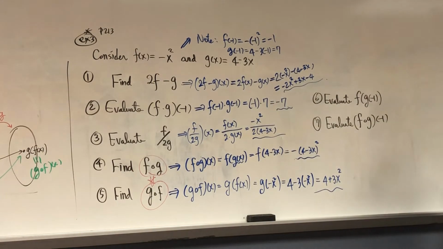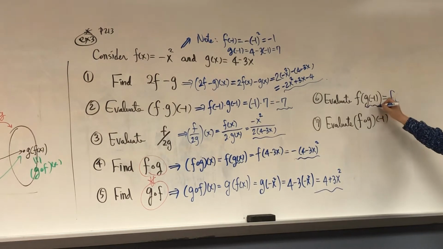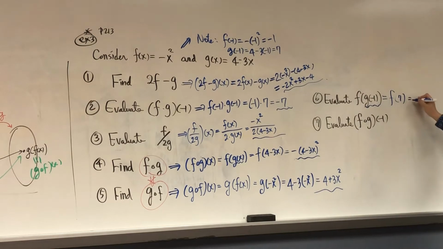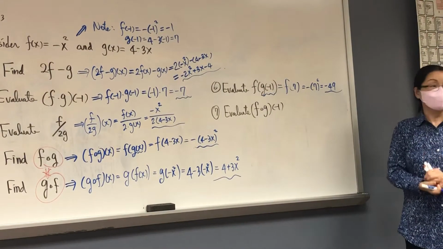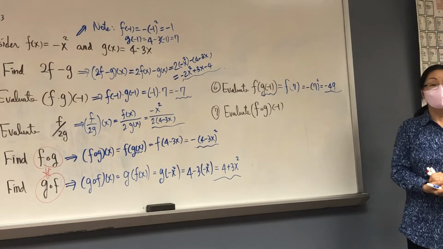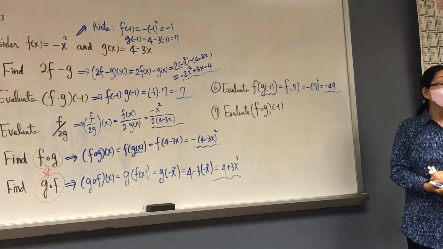Okay, let's go with value. Already this one is what? Parenthesis form. So it is equal to f of what is g of -1? 7. Am I right? And then substitute 7. Yes. Is good?